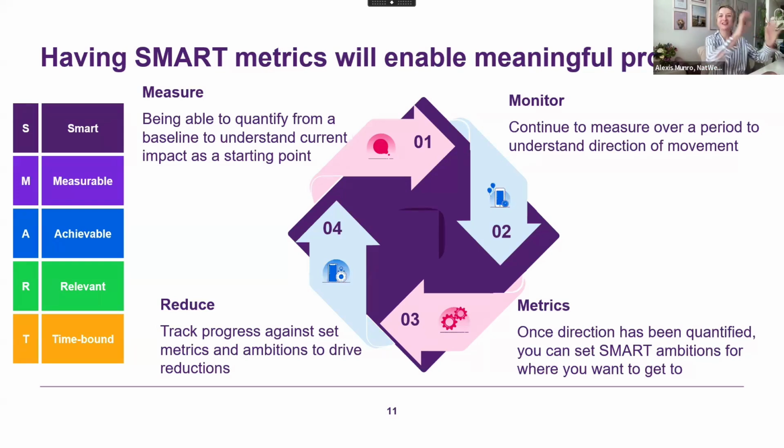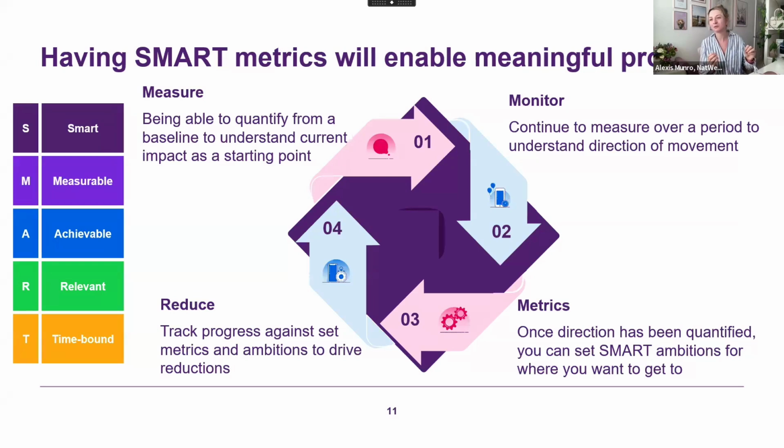So once you've measured, you've monitored, you've set that metric, it's then about reducing. So you've set your metric, you've got your direction of travel, you've got your transition plan of how you're going to achieve that metric or that ambition that you've set. You're then really tracking progress against that so that you can drive those reductions. So you're implementing the actions that you need to, you're having conversations with the right parties, whether that's charities that can help you, the local government that can help you understand the policies, or actually engaging your colleagues or employees, or if you're in a shared building, the other people around you.